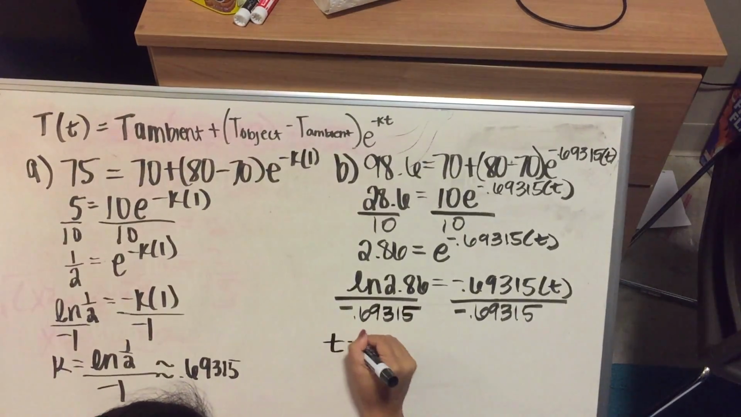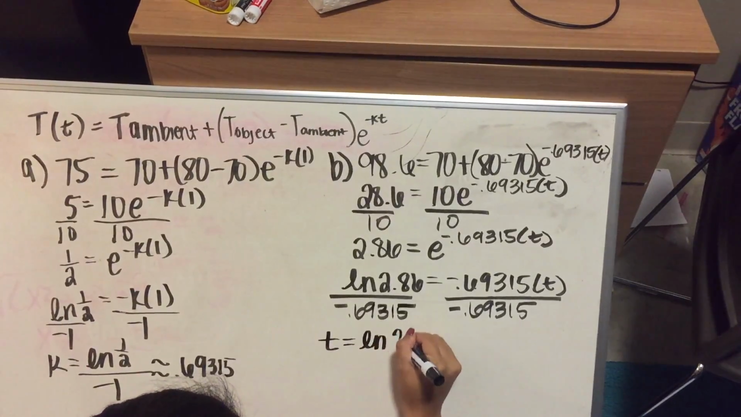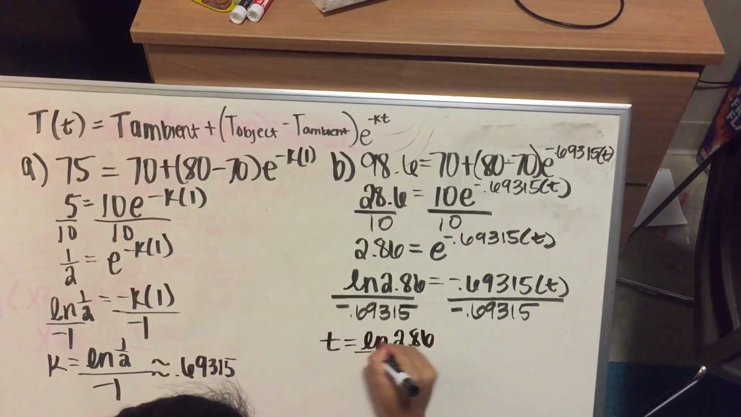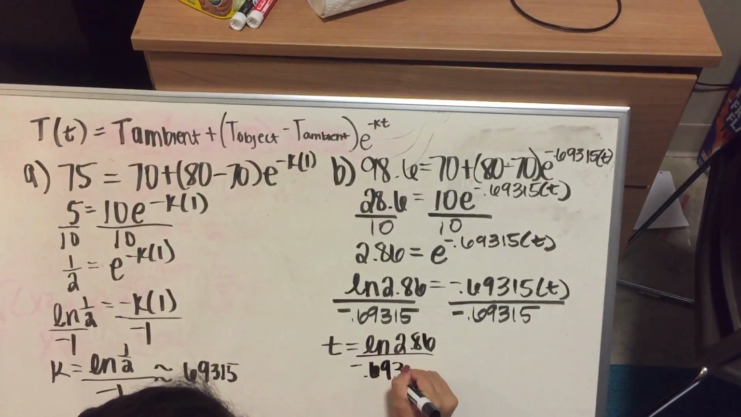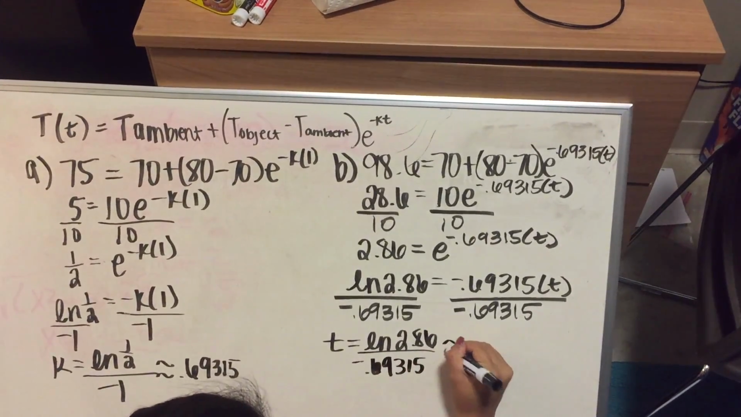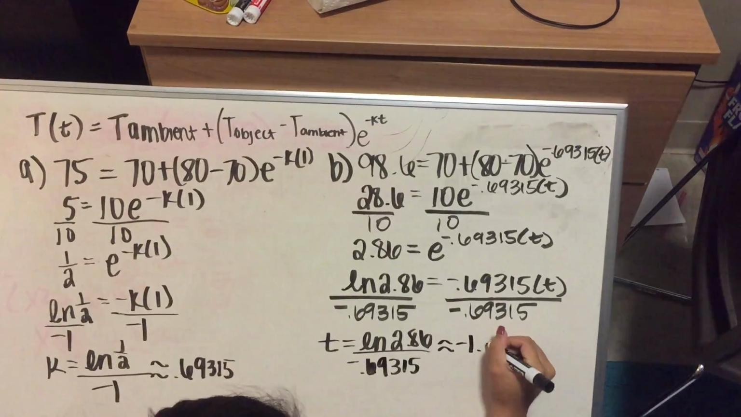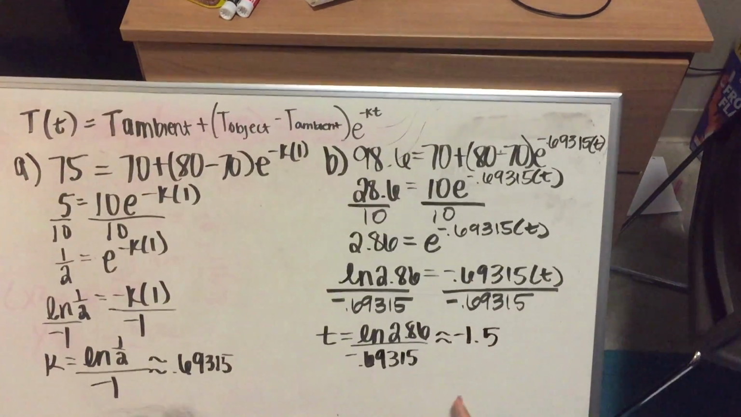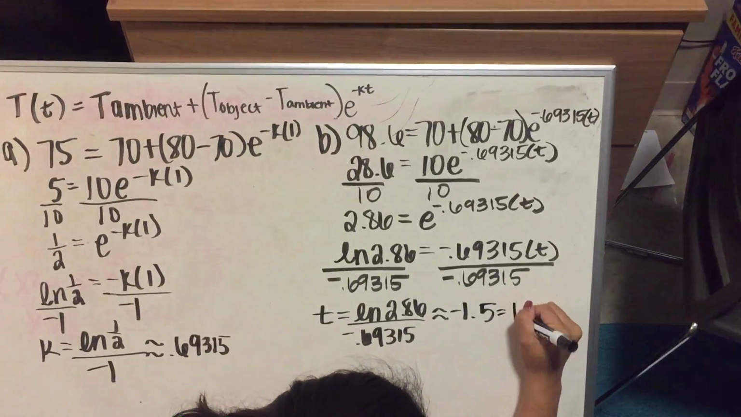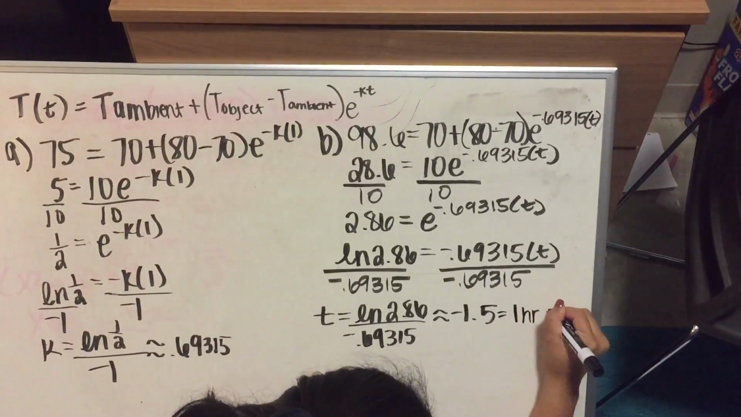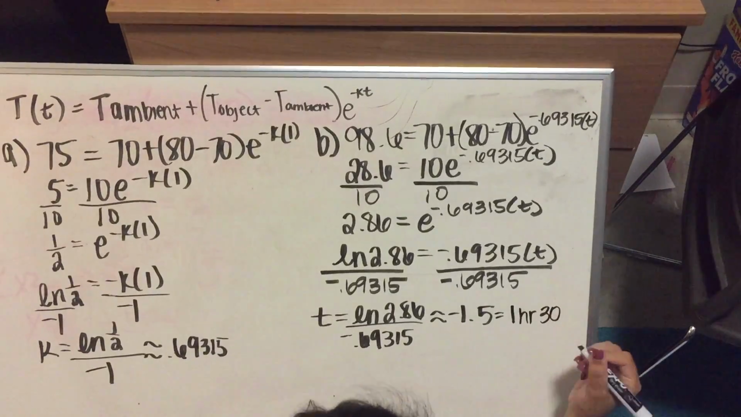Therefore, t is equal to the natural log of 2.86 divided by negative 0.69315, which is approximately equal to negative 1.5. This can also be interpreted as an hour and 30 minutes from the time of death to the time of discovery.